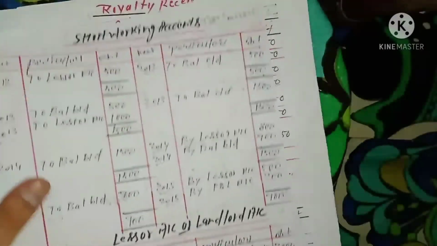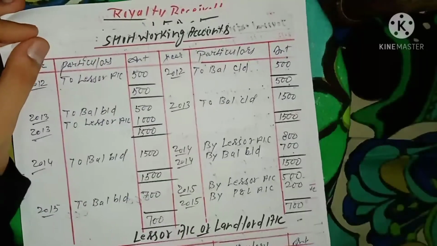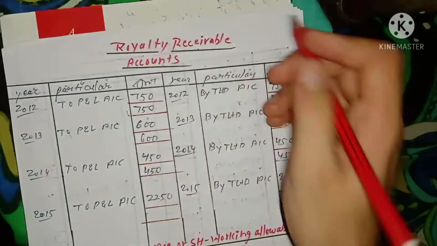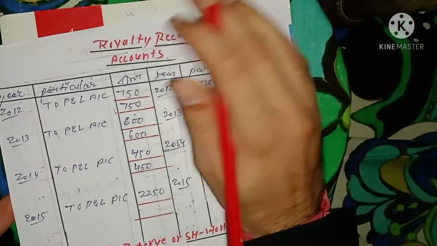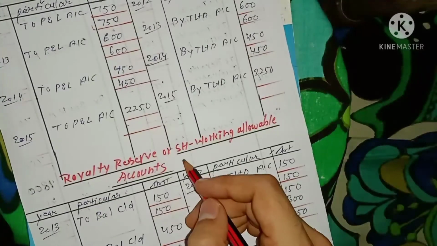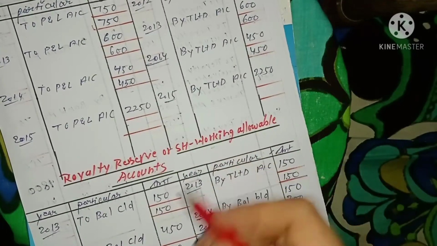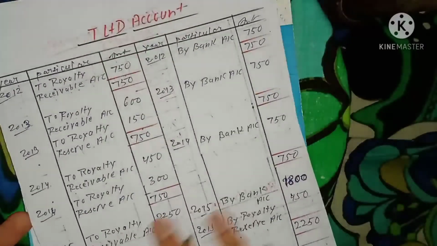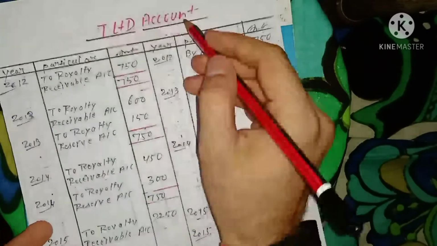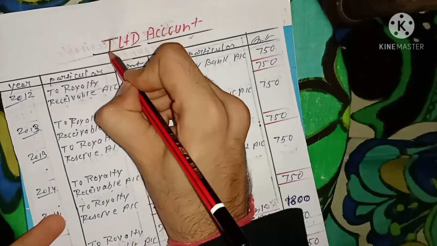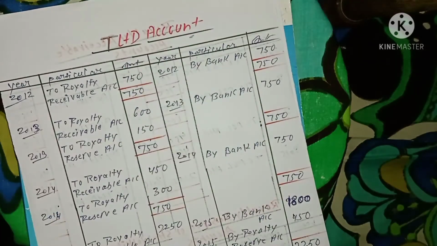After this, you just simply have to prepare similar accounts like the royalty account and lessor account, only by changing the name, like royalty receivable account. In the second one there used to be a short working amount, which will be turned into the royalty receivable account or royalty reserve account. And the last one which we used to prepare in case of lessor, here you can see, it would be your sublessee account, like T limited account.